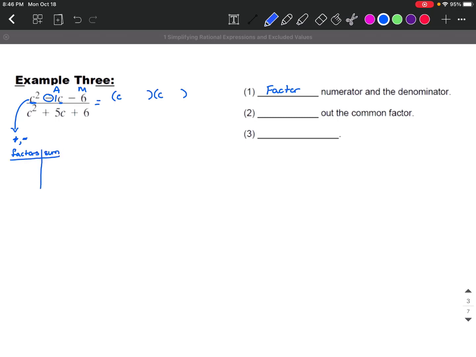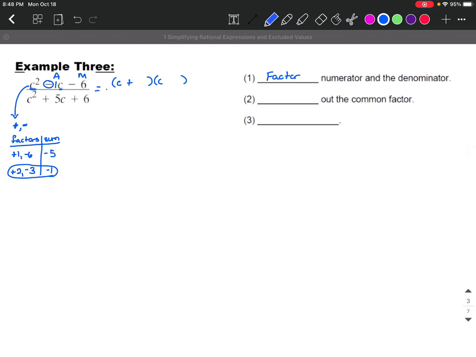All right, 1 goes into 6 times. We keep the 1 positive and the 6 negative. We add them and get -5. Now, how many times does 2 go into 6? 3. The 2 is positive, the 3 is negative, and when I add them, I get -1. There's my magic pair. Okay, so we're going to put our magic numbers, +2 and -3 in there, all over.